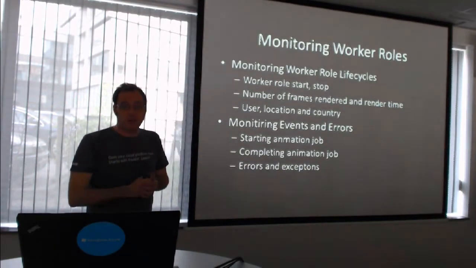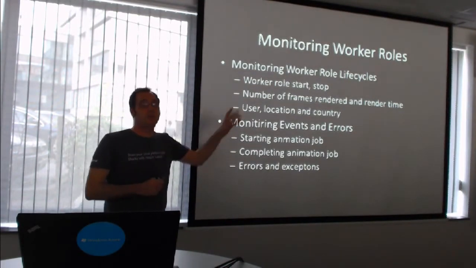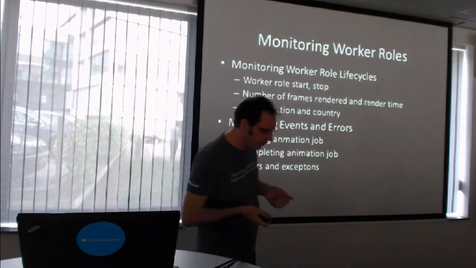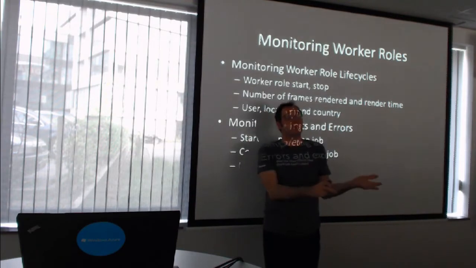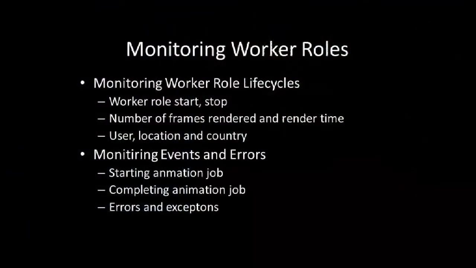Also, monitoring. I want to monitor the role life cycles. For the scoreboard, I want to know how long the worker roles have been running, who's got worker roles running in different locations, the number of frames that we've been rendering, what the render time was, when the worker role started and when the worker role stopped. And if you took part in the render lab, you entered your location, your country, and your user details, and they're basically stored in the database. So I've got some information about the worker role cycles.